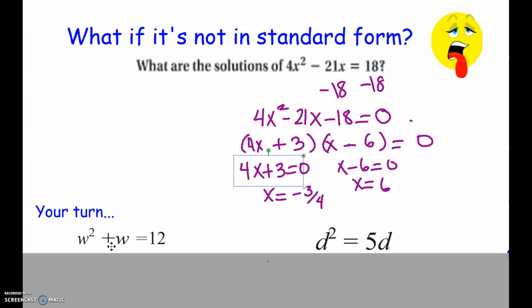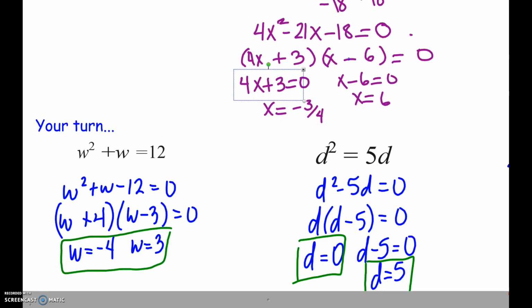Okay, so go ahead and try these 2 examples. Again, pause the video so that you don't see the answers right away. Okay, here are your answers. Go ahead and check. Make sure that you did that correctly. Remember that second problem is the tricky problem, because once you move over the 5D, you have to remember to take out the GCF, and then you've got that variable on the outside, so you have to put that equal to 0.